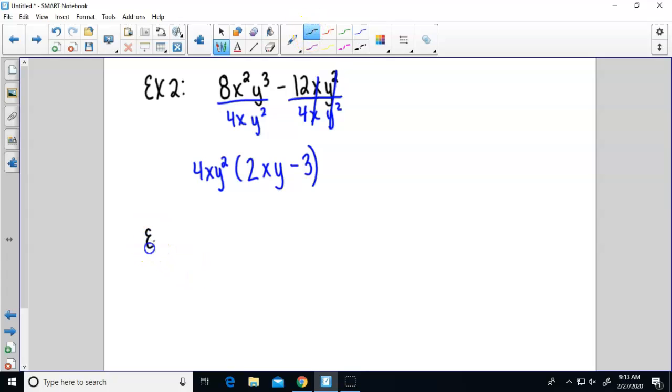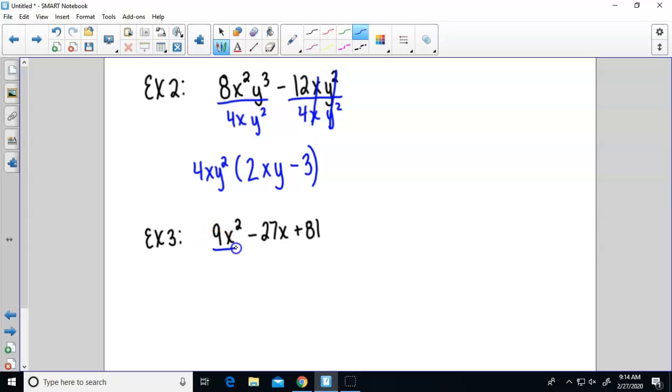All right, let's try another one. There's a few more tricks I need to show you. What about if we have one that looks like this? 9x squared minus 27x plus 81. All right, so what could I divide all those by? 3 would work, but 9's better because it's bigger. 9 will go into all those.